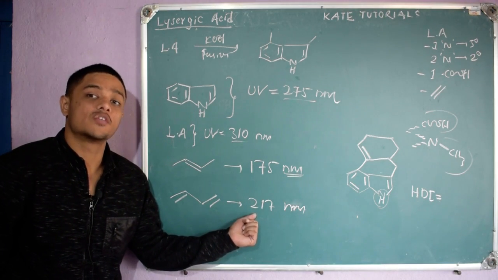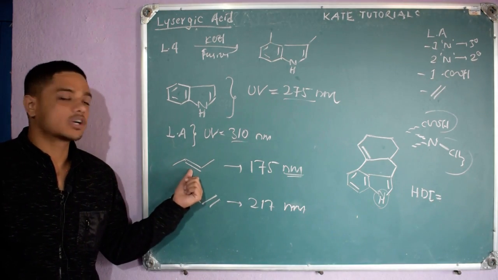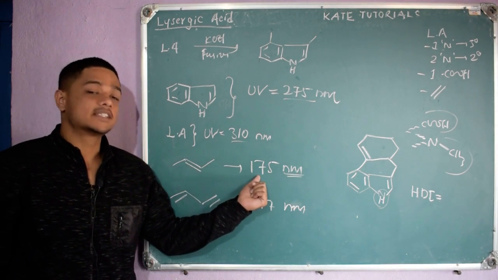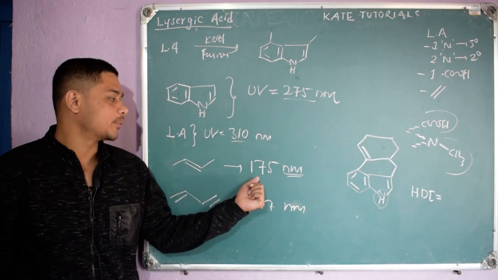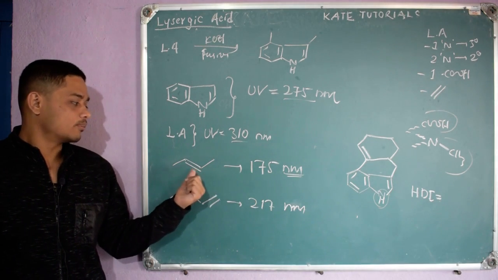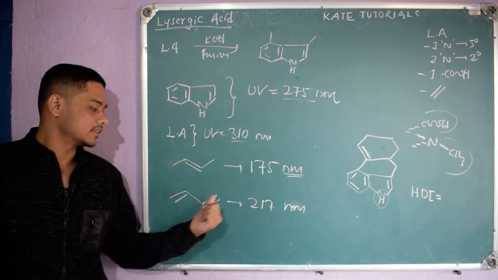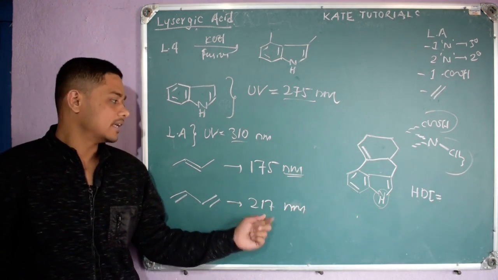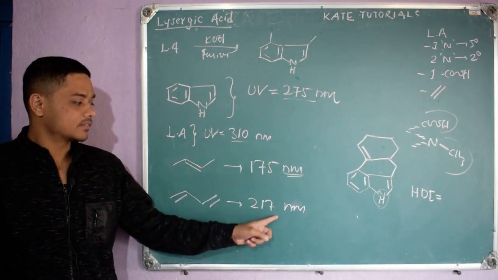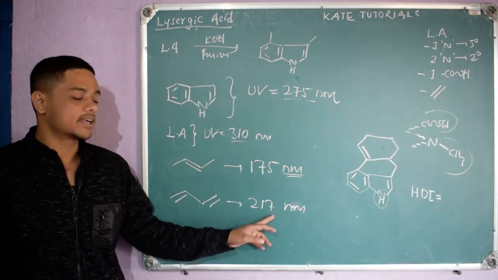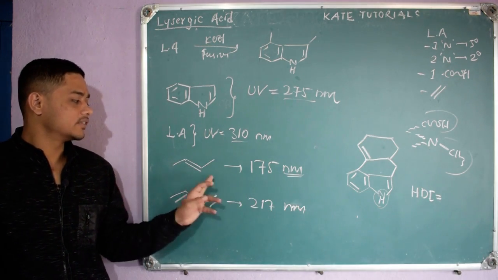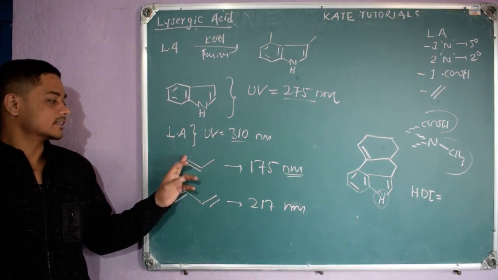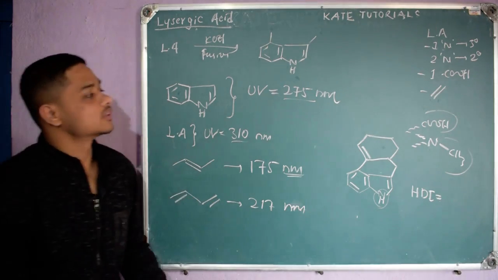That you will study in UV spectroscopy, right? Here there is no conjugation, so energy is more, so wavelength will be less, because energy and wavelength are inversely proportional. So more energy, less wavelength; less energy, more wavelength. As conjugation increases, the wavelength will increase, because energy will decrease here. It is less energy, right? So this is the thing.